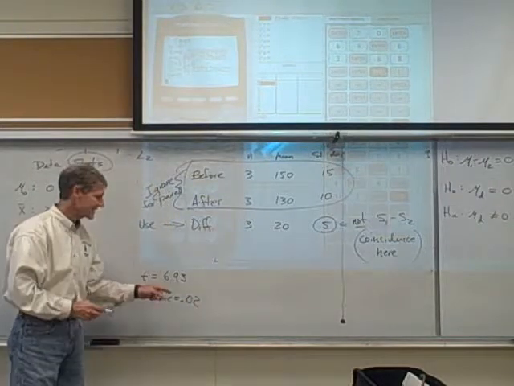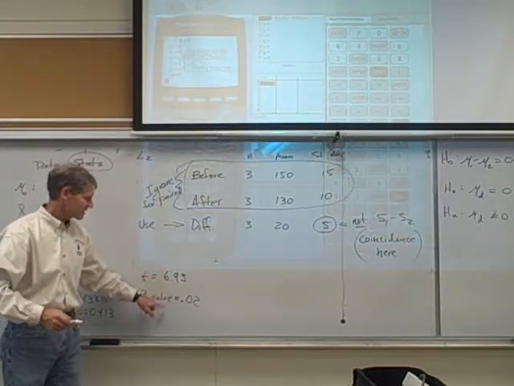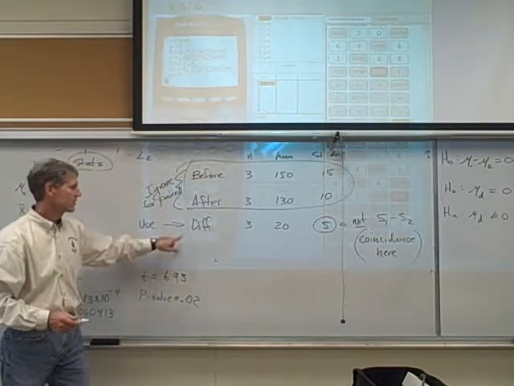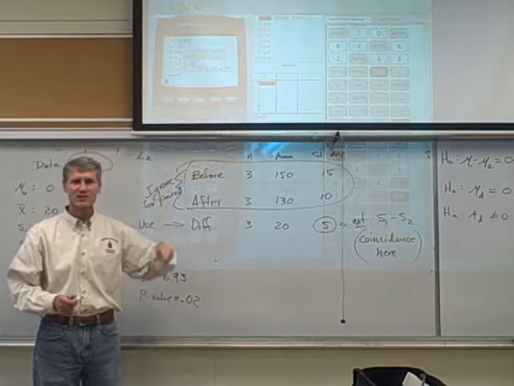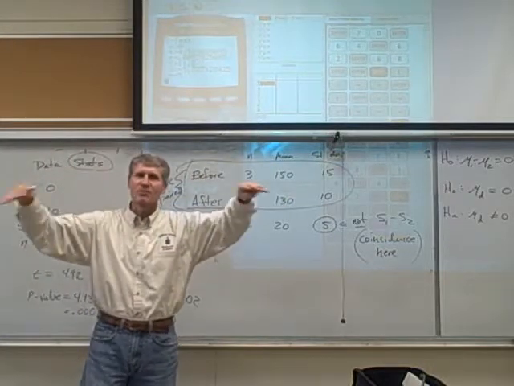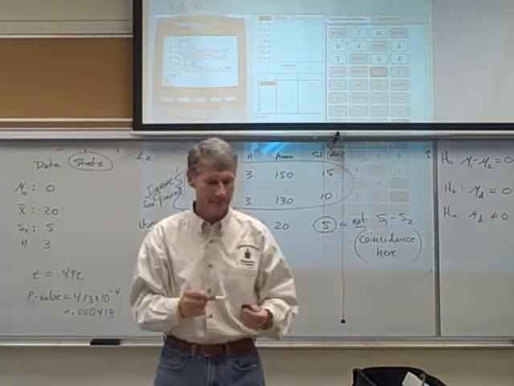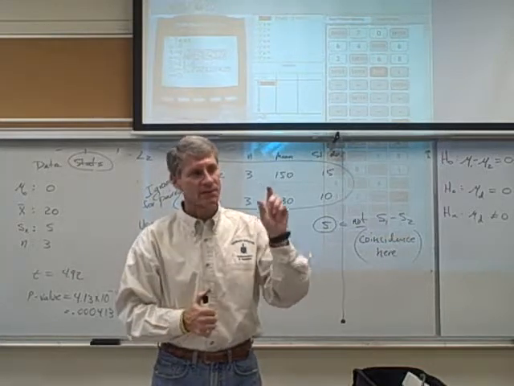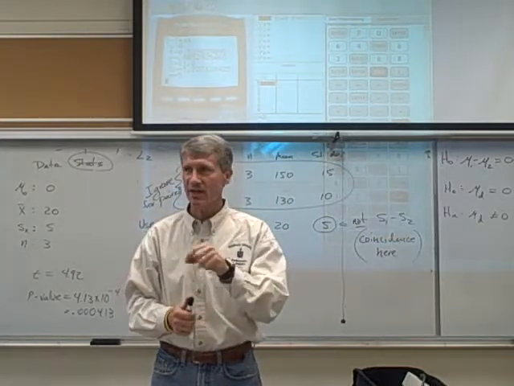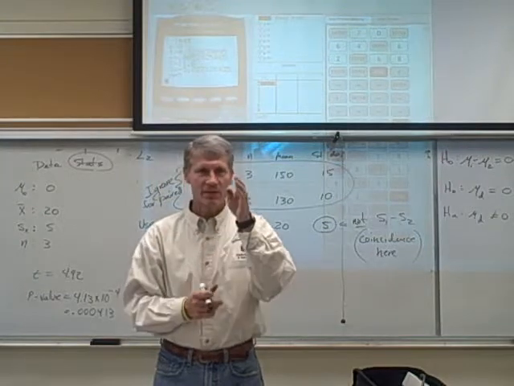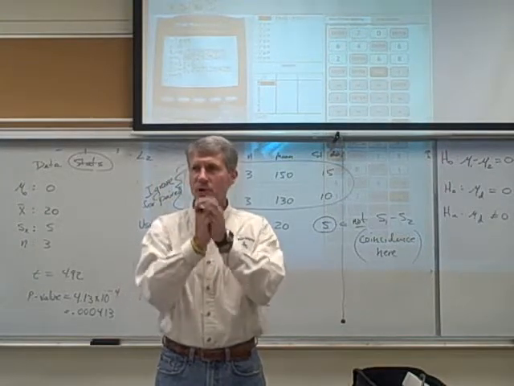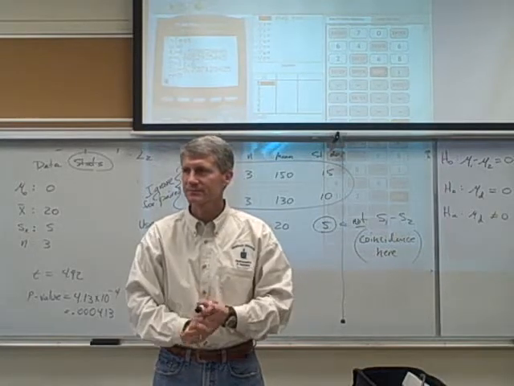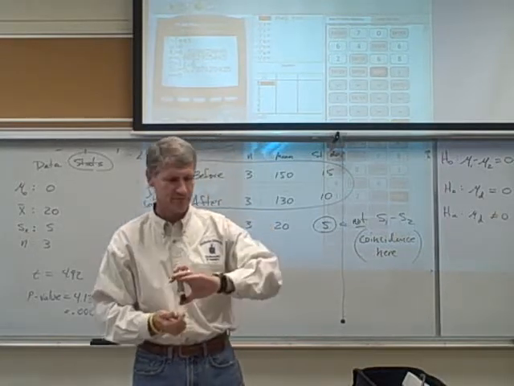But why is 6.93 so big only has a p-value of that? Because we only have 3 subjects. The sample size is so small, that t-distribution is really spread out. Okay? So confidence intervals, use t-interval. Hypothesis test, use t-test on the calculator. Take the differences first, then work only with the differences. Good luck. We'll see you on Friday, I guess.